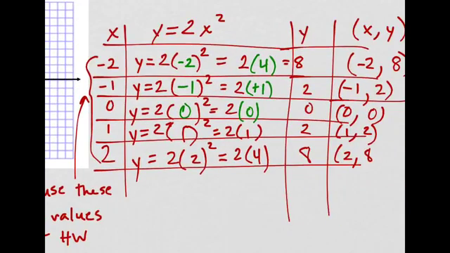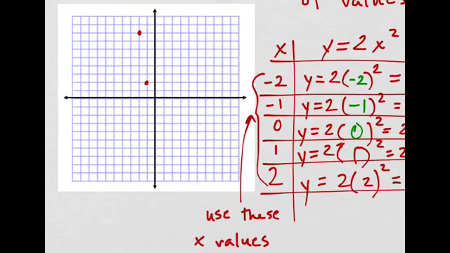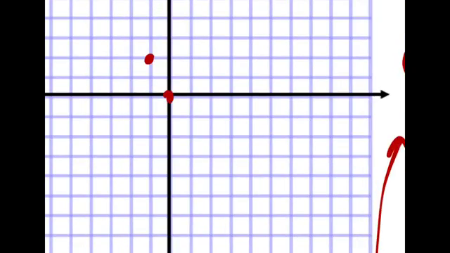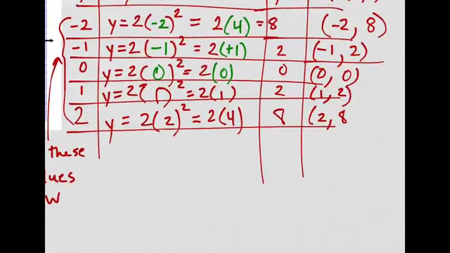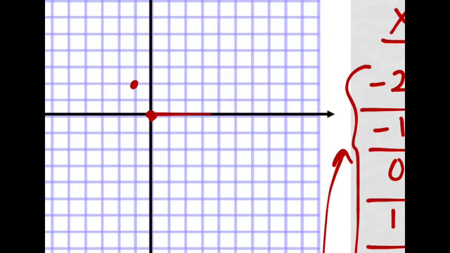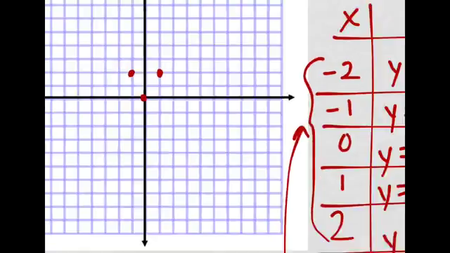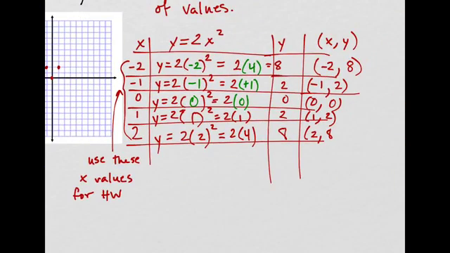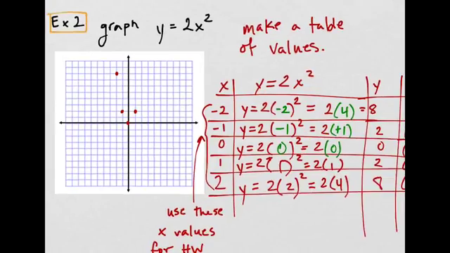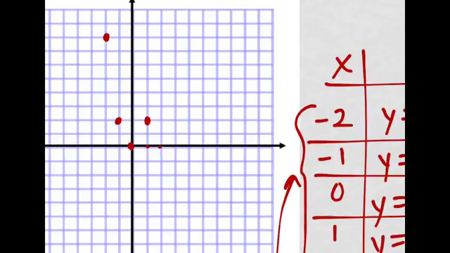And then this one is 0, comma 0. That means we don't move at all left or right, and we don't move at all up or down. And then this one's +1, comma 2. +1 means move to the right 1, and then up 2. It's important that you plot this correctly. And then 2, comma 8. Right 2, you don't put a point, then up 1, 2, 3, 4, 5, 6, 7, 8.